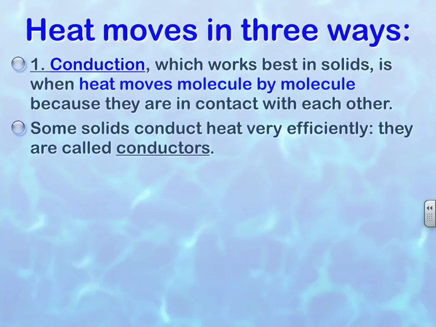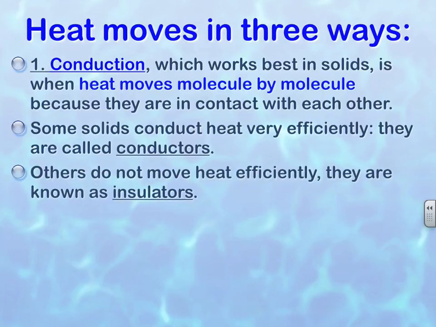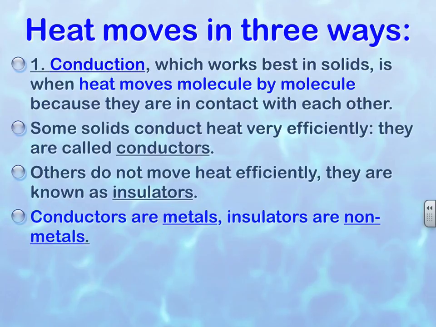Some solids conduct heat very efficiently. We call them conductors. And some do not move heat efficiently. We call those insulators. And it turns out that conductors are made out of metals and insulators are made out of nonmetals. Now, the reason why a conductor conducts so well and an insulator does not is because of the arrangement of molecules. In a metal, the molecules line up in very nice, tight little rows.